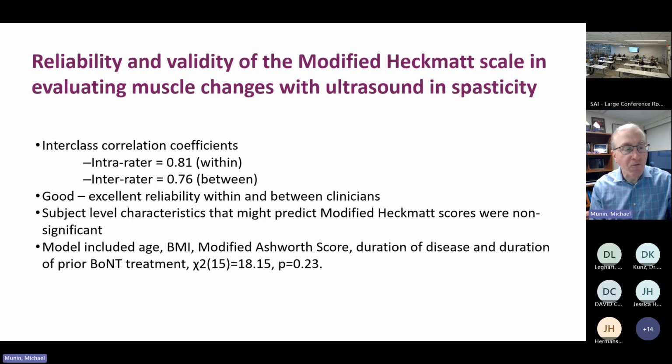Interestingly, we tried to look for subject-level characteristics that might predict the modified Heckman score, and we looked at things like age, BMI, MAS, duration of disease, duration of prior botulinum neurotoxin treatment. Nothing was significant. So really, this modified Heckman kind of stood on its own in terms of telling us something about the muscle that nothing else seemed to give us in terms of the covariates that we studied.